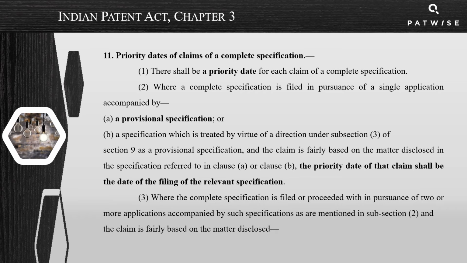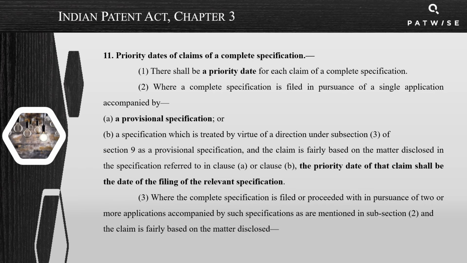There shall be a priority date for each claim of a complete specification. Now, where a complete specification is filed in pursuance of a provisional specification, the priority date of the provisional specification shall be the priority date of the application. Further, if by virtue of subsection 3 of section 9, you are filing a provisional specification or a complete specification, and you are abandoning the provisional specification or converting the complete into a provisional specification, then the priority date of that particular application or every claim of the application shall be the date of filing of the relevant specification.